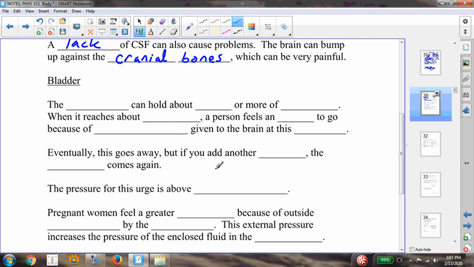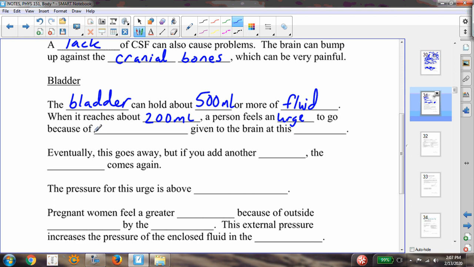Okay, bladder. The bladder can hold about 500 milliliters or more of fluid. When it reaches about 200 milliliters, this is interesting, a person feels an urge to go because of nerve signals given to the brain at this pressure. So your bladder's not full, but when it gets to that point, it signals to your brain, "Hey, I gotta go right now." But if you wait, it'll eventually go away.